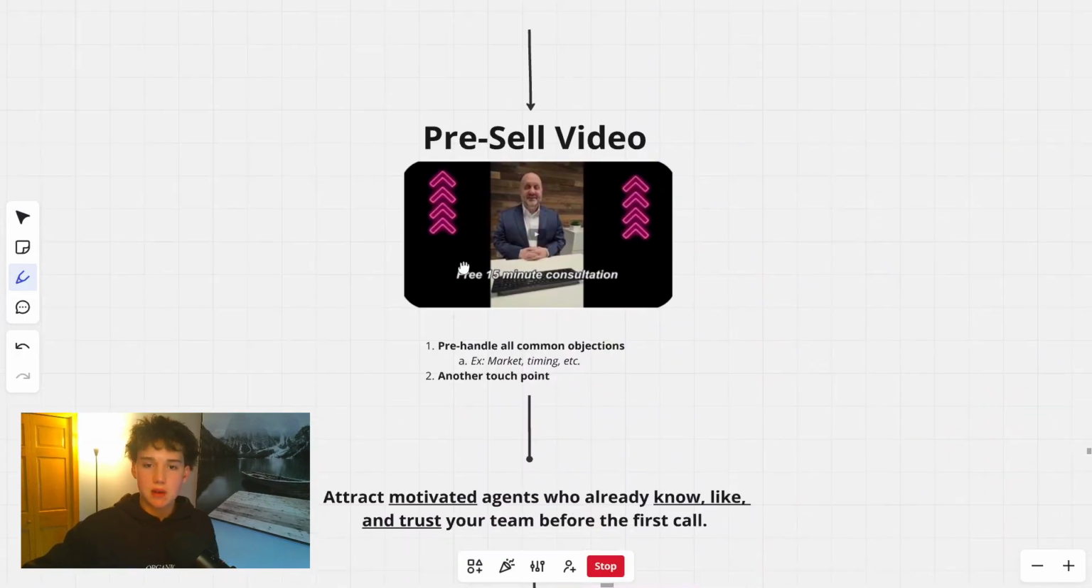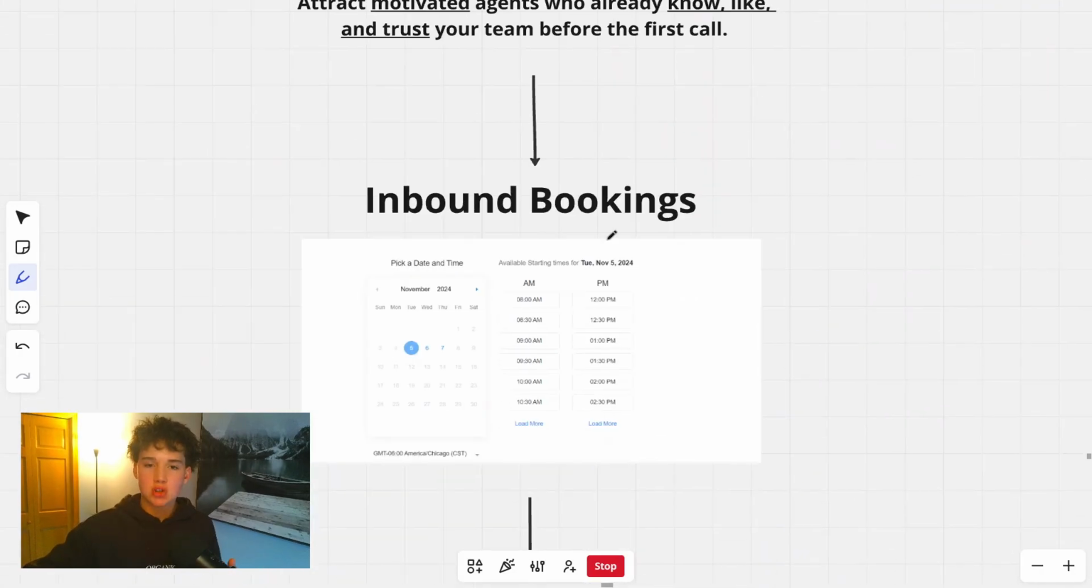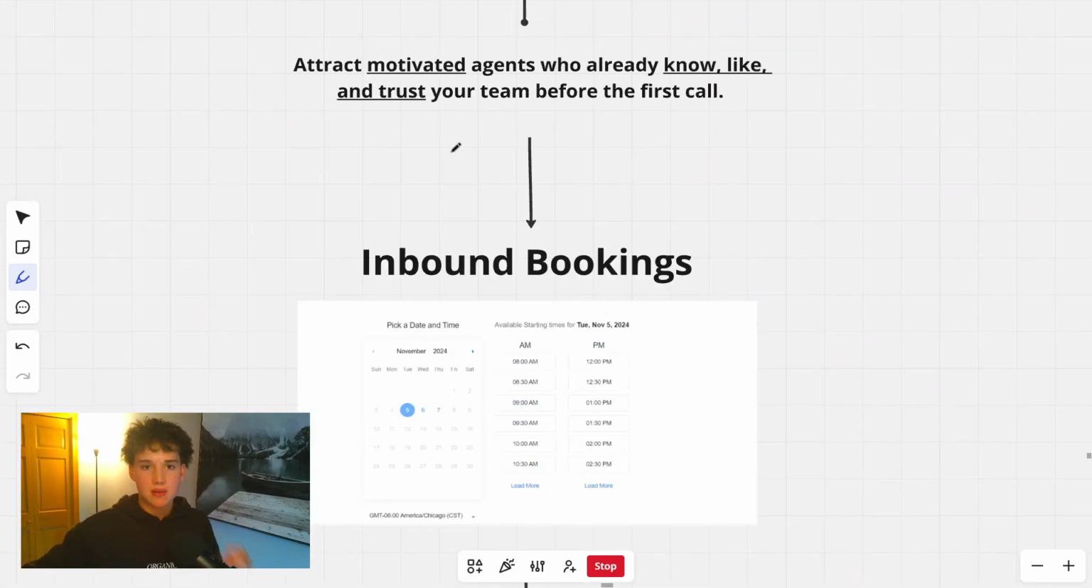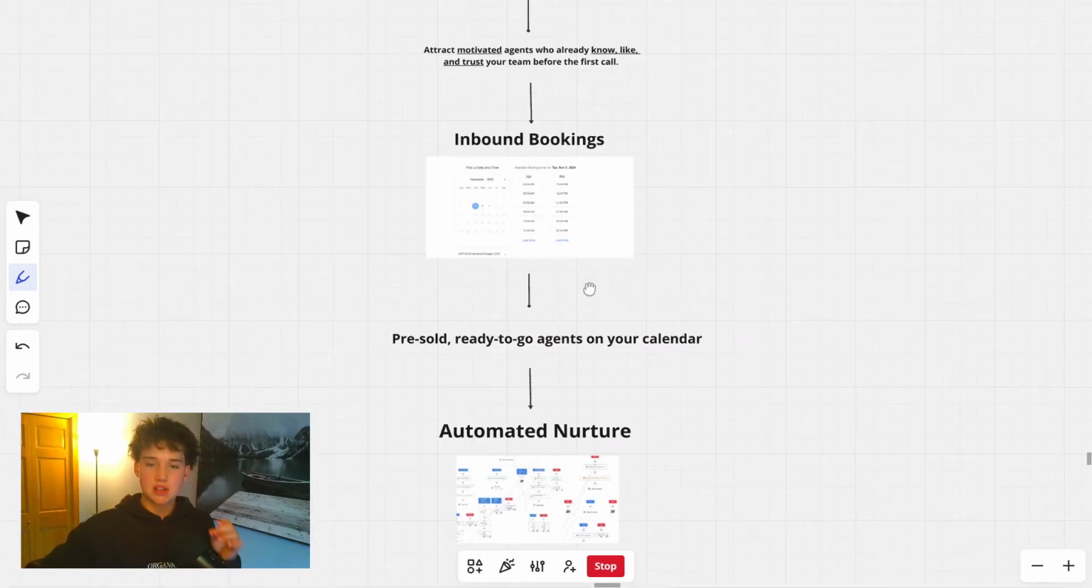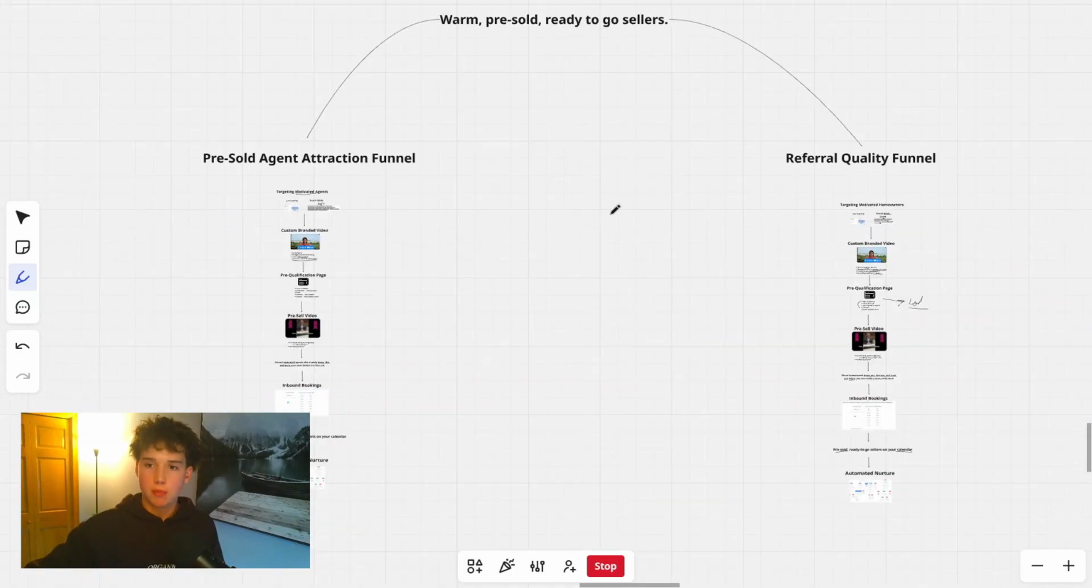Then we use the pre-sell video, again, pre-handling all the common objections, and then getting inbound bookings, the most motivated agents who already know you, like you, and trust you, to book on your calendar and already trust you and your team before the first call. And that's really all it comes down to. Similar thing with both of these strategies.